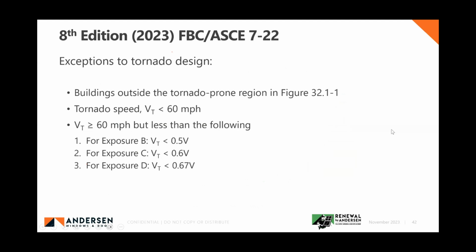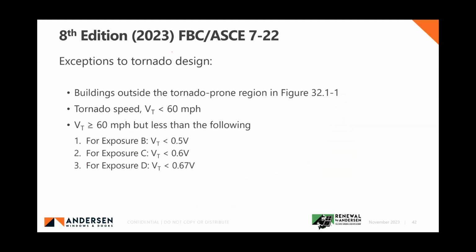First, let's talk about exceptions to tornado design. So we already talked about the first one, buildings outside the tornado-prone region. Obviously, that's not going to work in Florida. But if your tornado speed is less than 60 miles per hour, you don't have to consider tornadoes. Okay. Also, if your tornado speed is greater than 60, but it's less than a percentage of your normal wind speed, then you're also exempt from tornadoes.